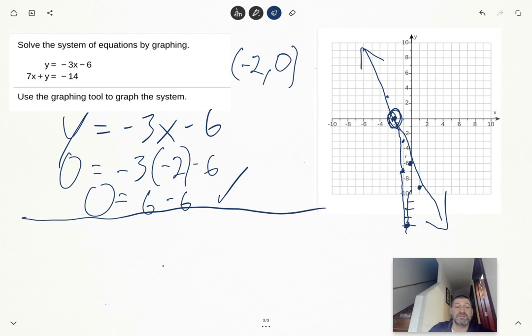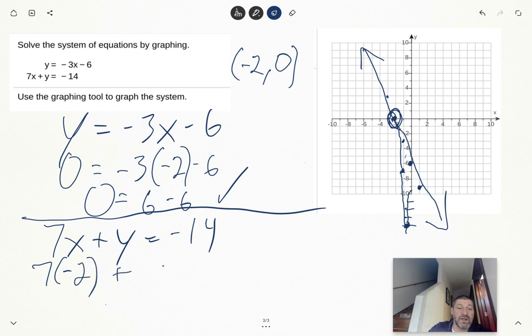Let's plug it into the second one just to double check. 7x plus y should equal negative 14. So 7 times our x, which was negative 2, plus our y, which was 0 here. That does in fact equal negative 14, so that checks out.